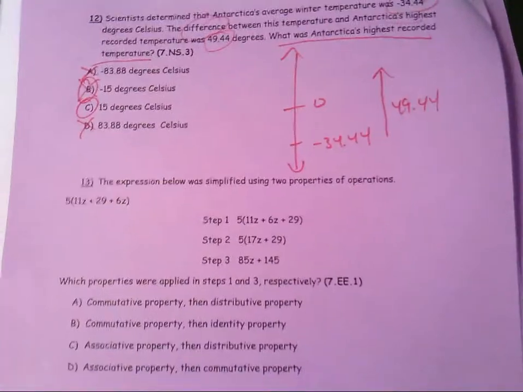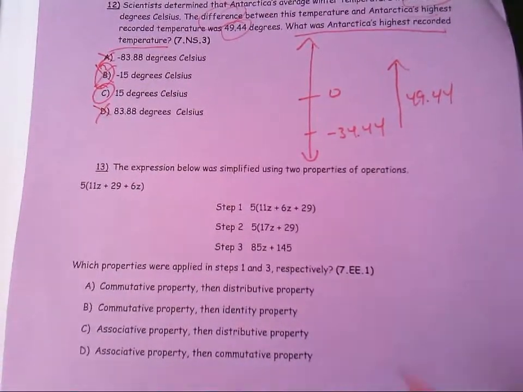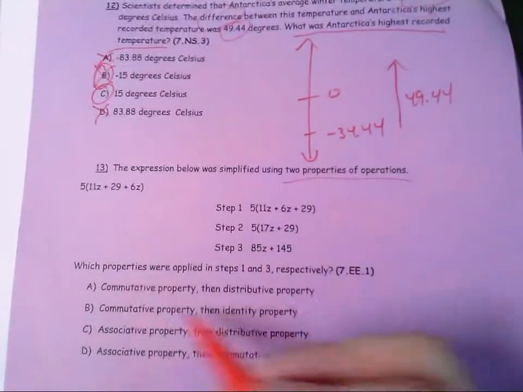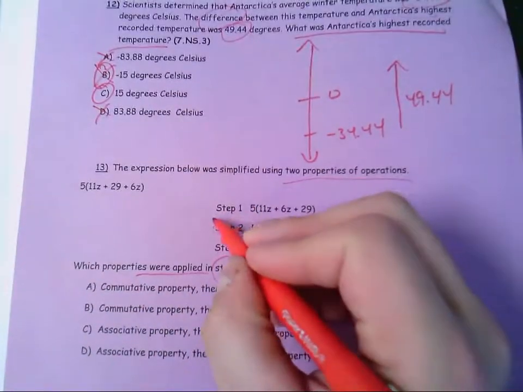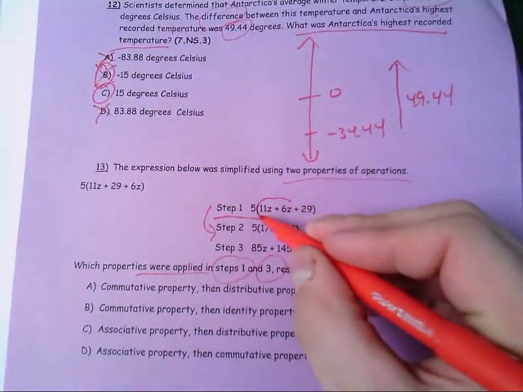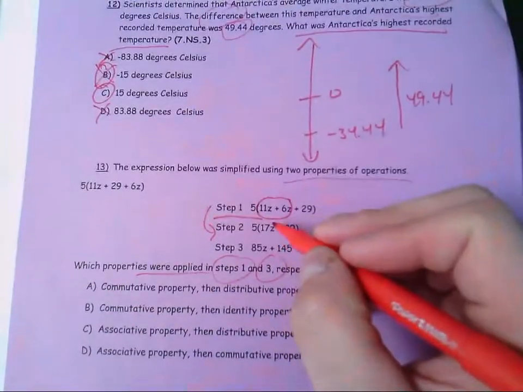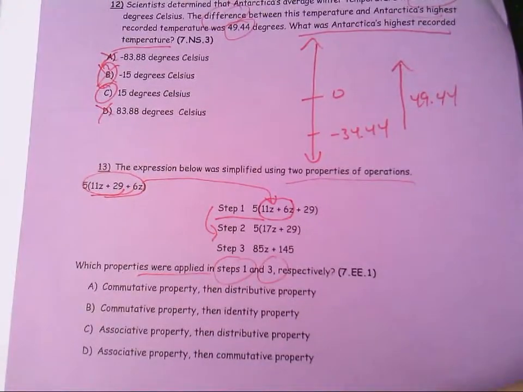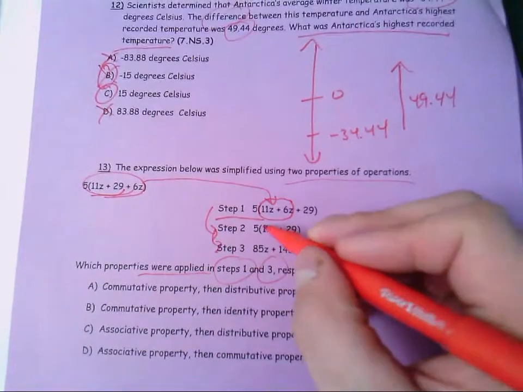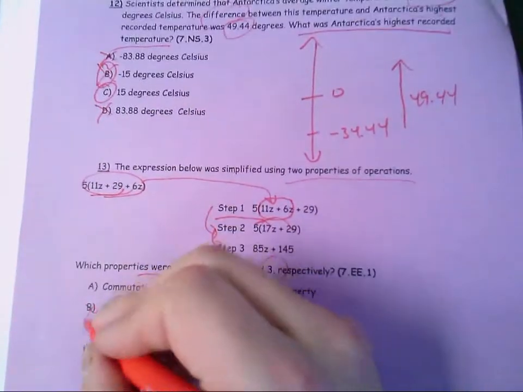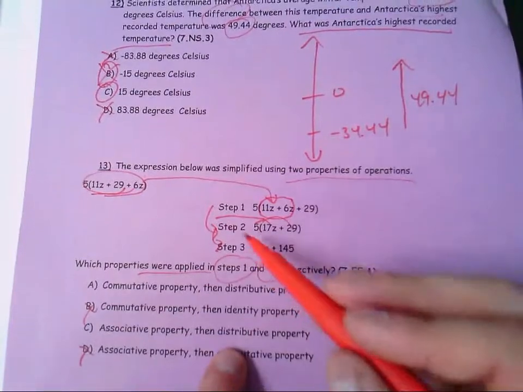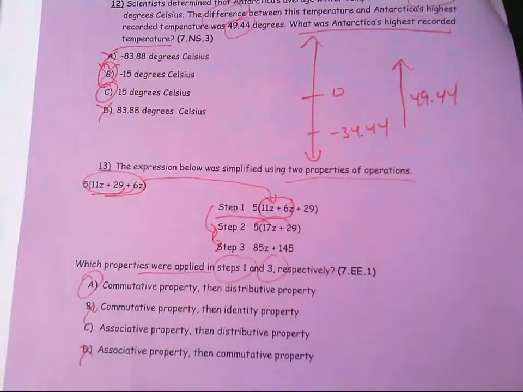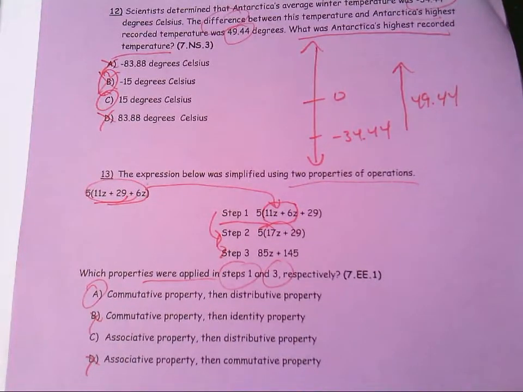All right, and then 13, we've seen this question. Actually, we've seen all these questions before, so who am I kidding? The expression below is simplified using two properties of operations. Which properties? In steps 1 and steps 3. So from step 1 to step 2, well, what happened? Oh, actually, from here. What happened from here to there? Right? And then what happened from 2 to 3? Right? Well, the second one ought to be easy, so we should be able to get rid of those two. Because the second one is the distributive property. It's the say-and-a-hat method. So then it's the commutative or the associative. And when you rearrange terms so that you can combine them, that's called the commutative property.